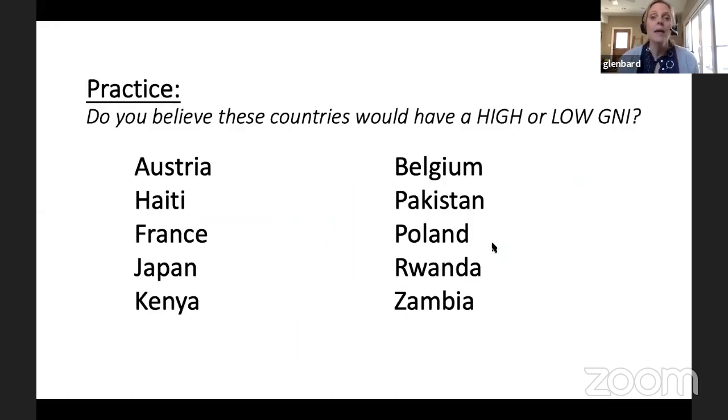Nobody's going to ask you to memorize the statistics in this class. What we are going to ask you to be able to do is categorize. So my question is, do you believe these countries would have a high or low GNI? Okay, so we're going to practice, take a look at these countries. I've picked 10. I'll give you a hint, 5 and 5.